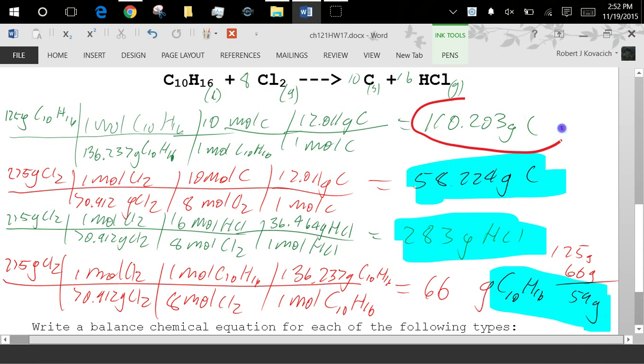Why are we not talking about this number right here that I've circled? It's a what if. And this what if isn't correct because this is saying if I had 125 grams of that C10H16, I could make 110 grams of carbon if I had enough chlorine gas, but I don't. So I will not be able to make that amount of carbon in this circumstance because I'll run out of chlorine gas the second I've made 58 grams of carbon.